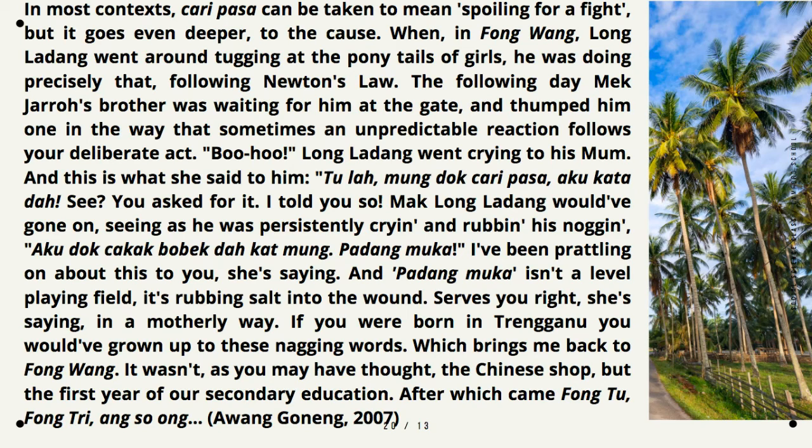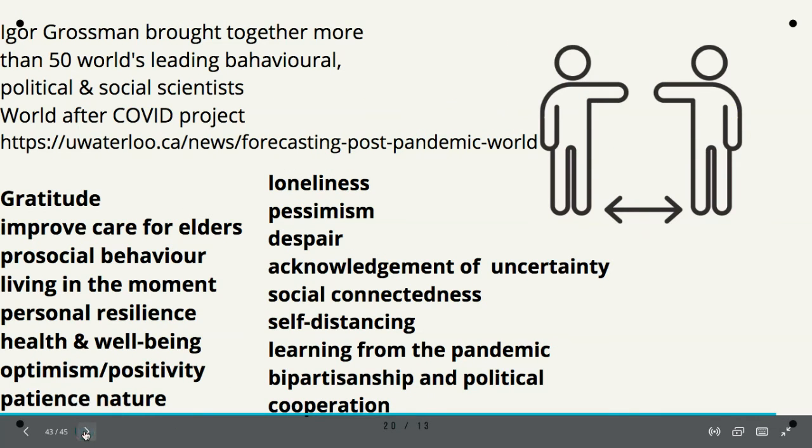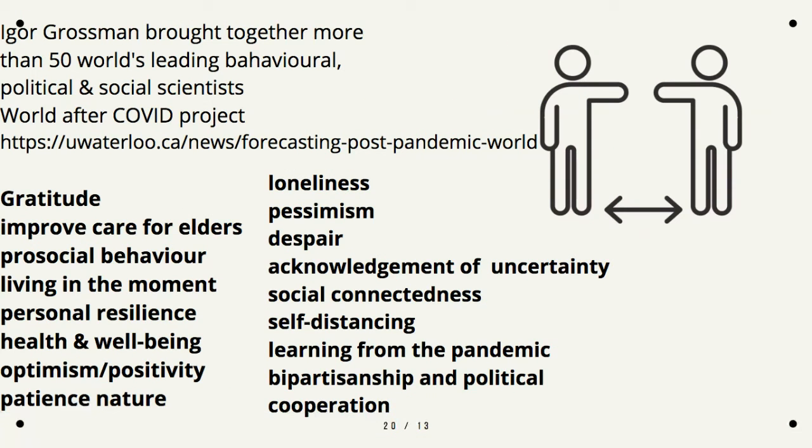This text, written by Awang Goneng, was giving you the reality of a Terengganu child growing up in Terengganu. And, you know, so they loved it. They thought this was a wonderful example. Now I go back to why we need literature in the language classroom.